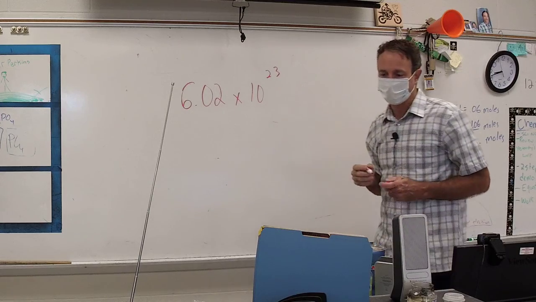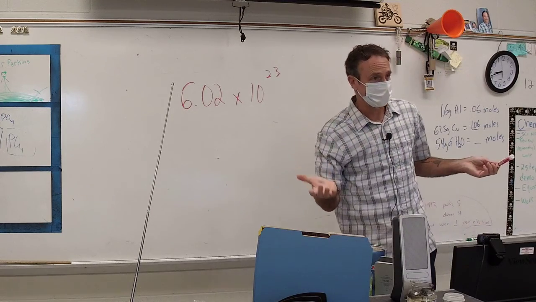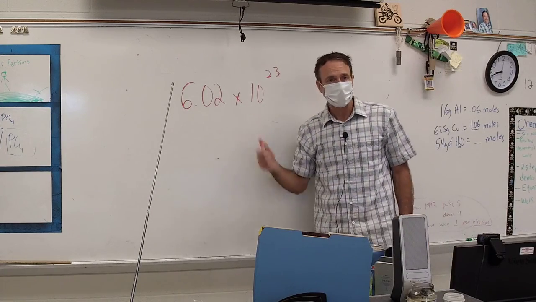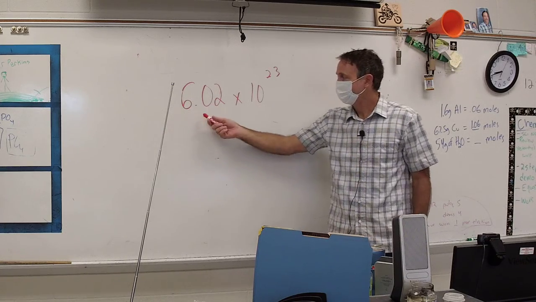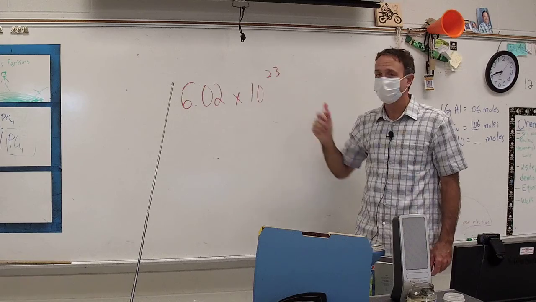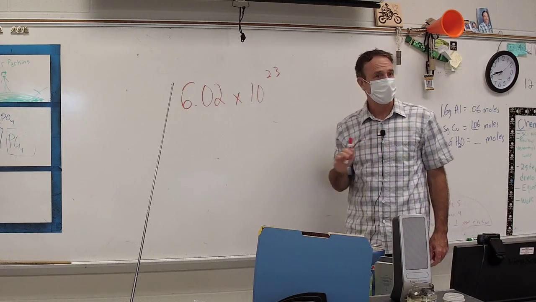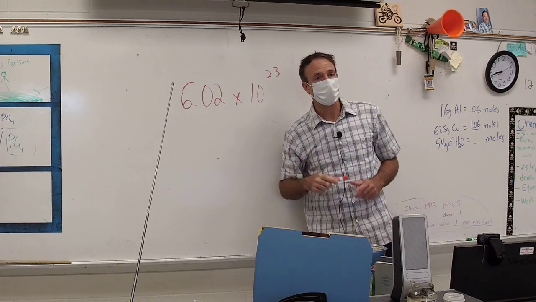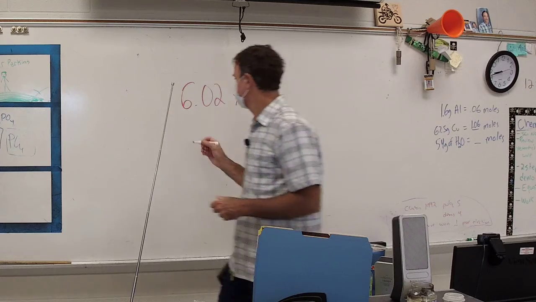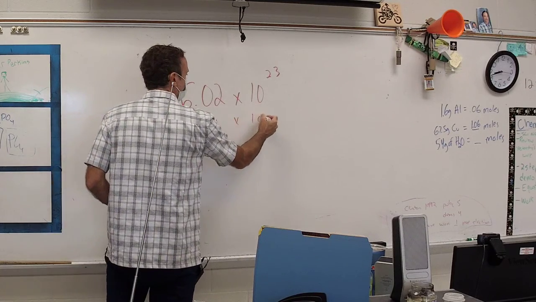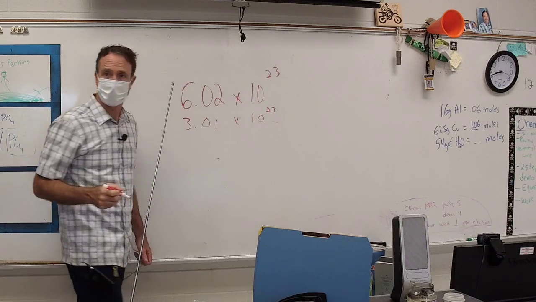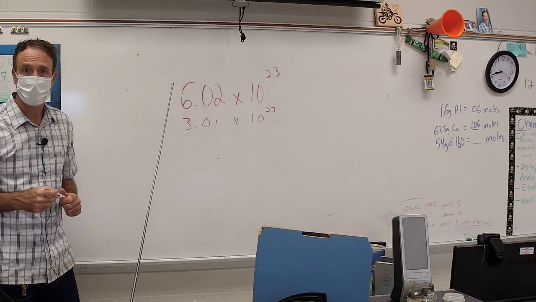Now we're going to talk about some things that you don't often think about. What is half of this number? Somebody at home is going to say, well, it'd be 6.02 and then you just have half as many zeros. That is incorrect. Half of 6.02 times 10 to the 23rd is just 3.01 times 10 to the 23rd. Does that make sense?